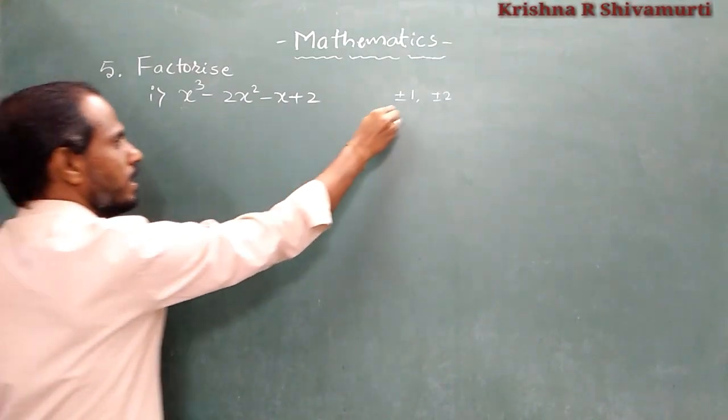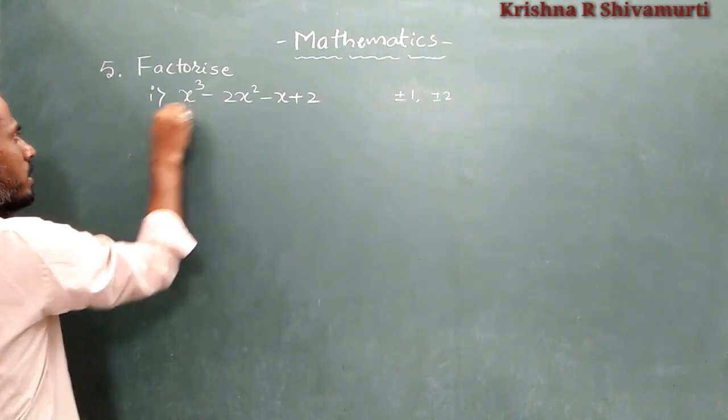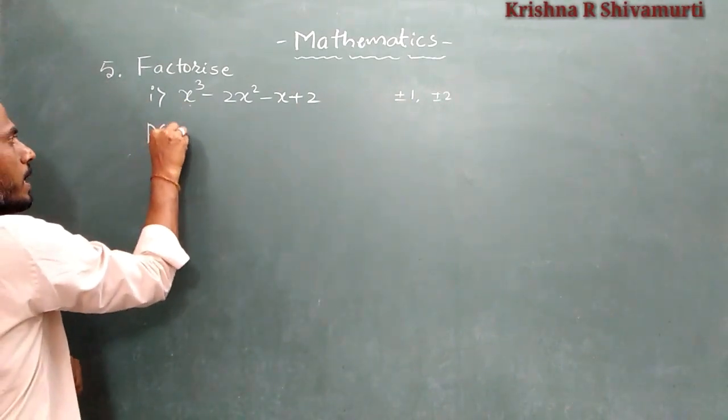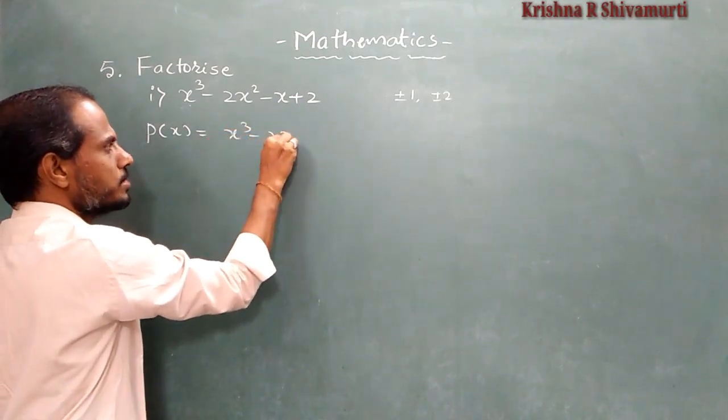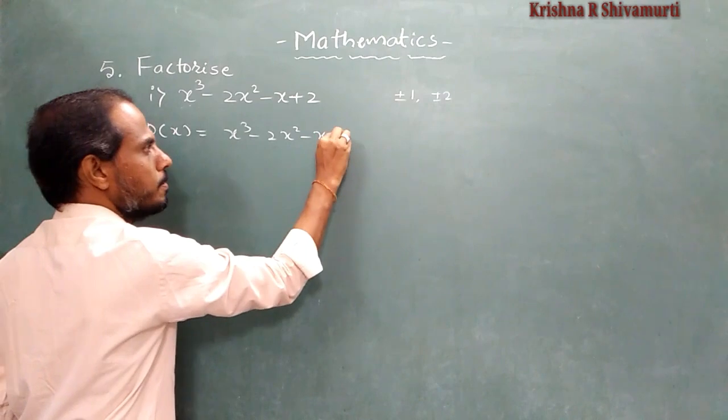First case, I will consider minus 1. I will call this p of x, which equals x cube minus 2x square minus x plus 2.